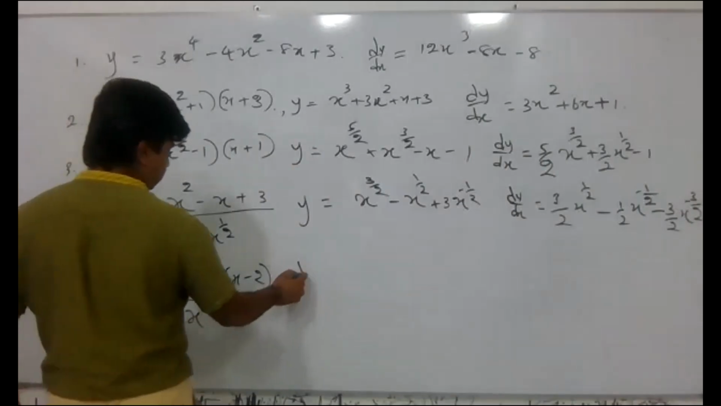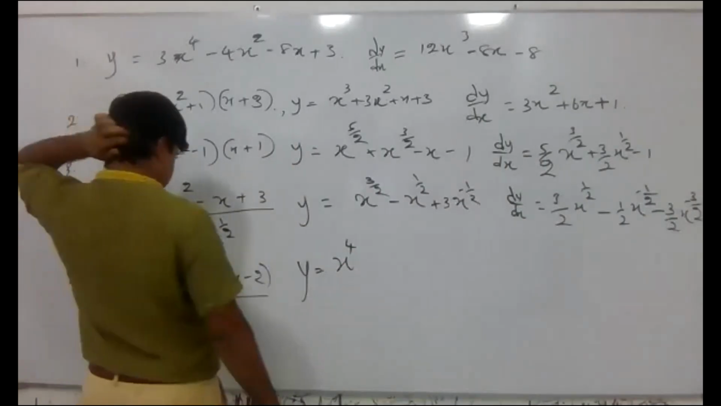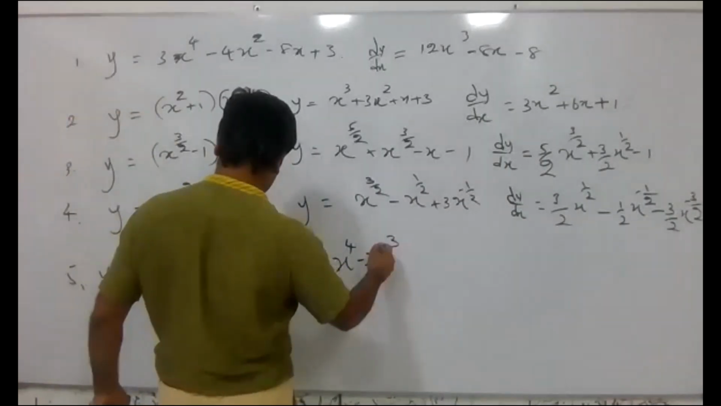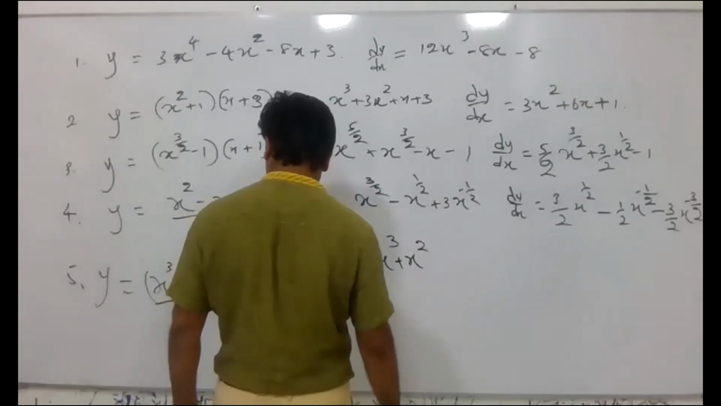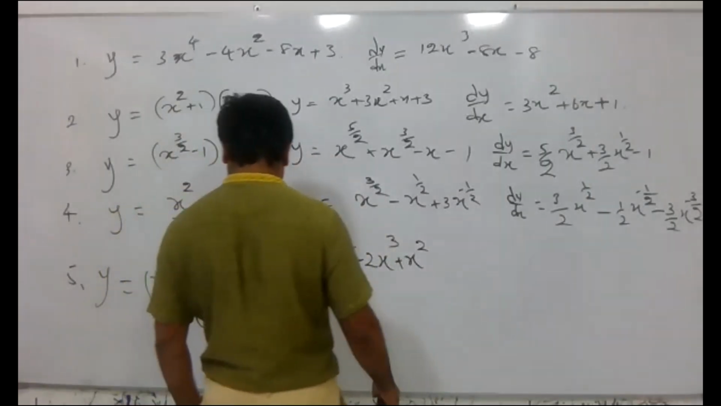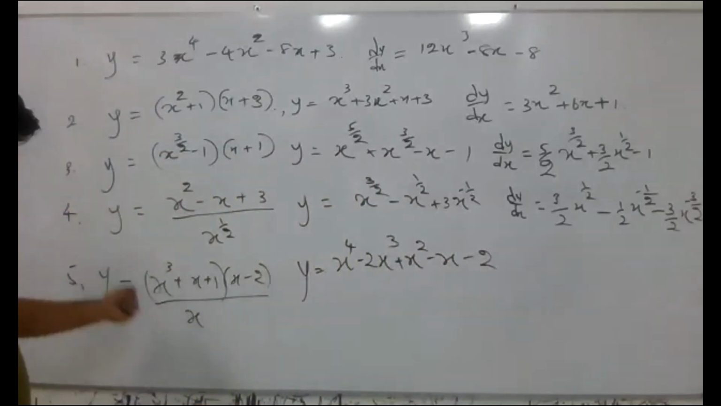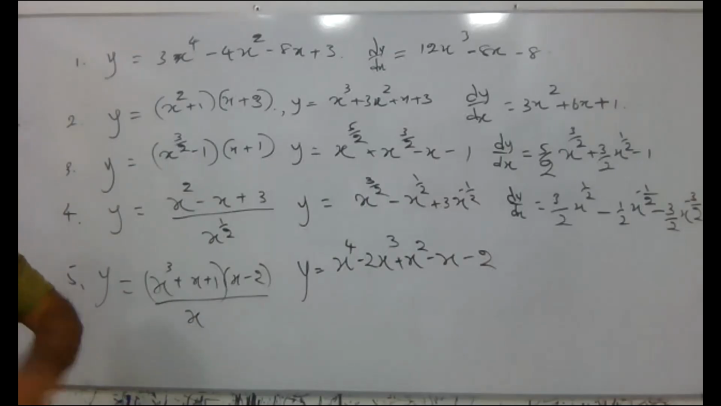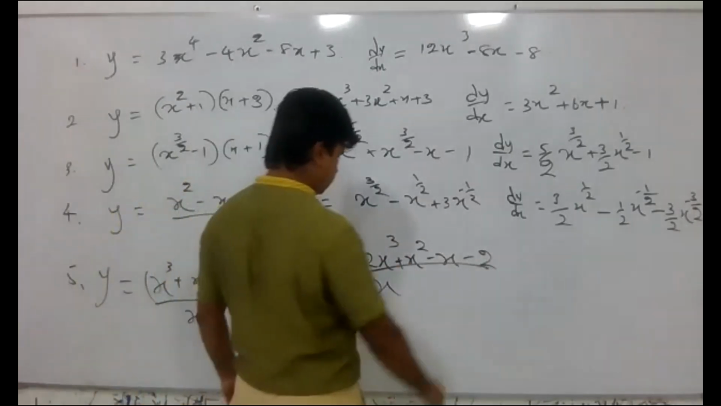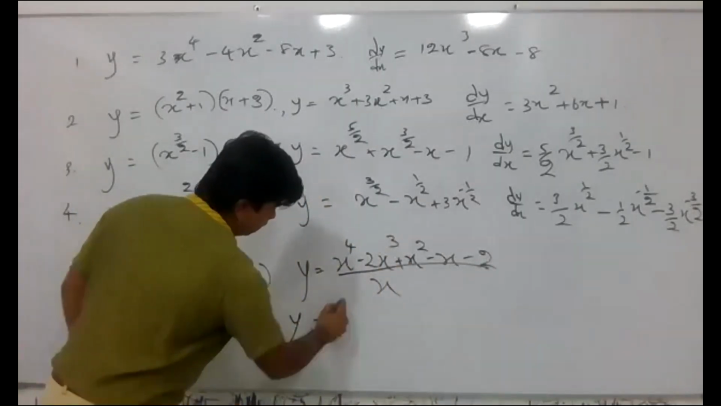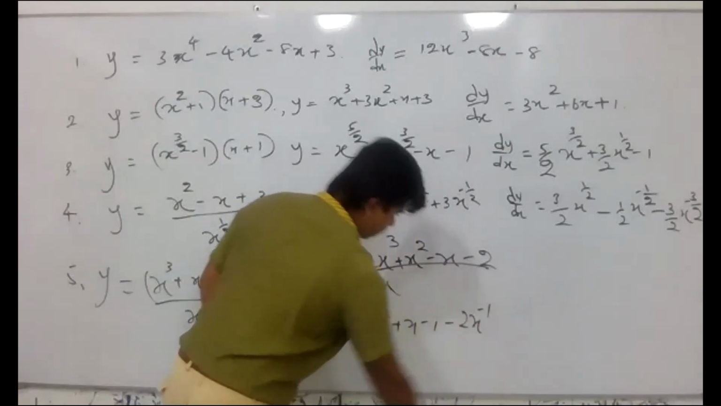Right, then when you go for this function, you know that actually x to the power 4, right? Then minus 2x cubed and then plus x squared, then minus x minus 2. Okay? Divided by x. That means you can write it as x cubed minus 2x squared plus x minus 1 minus 2x to the power minus 1.